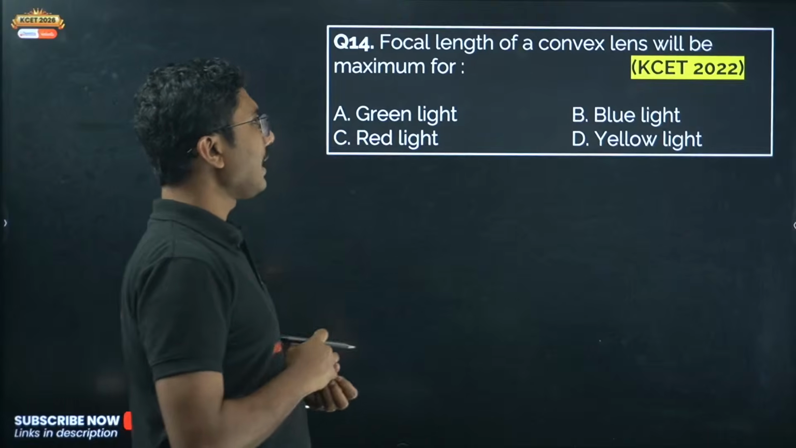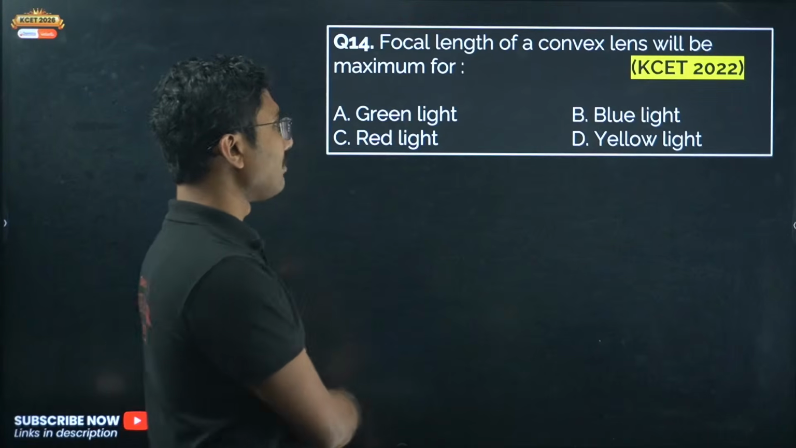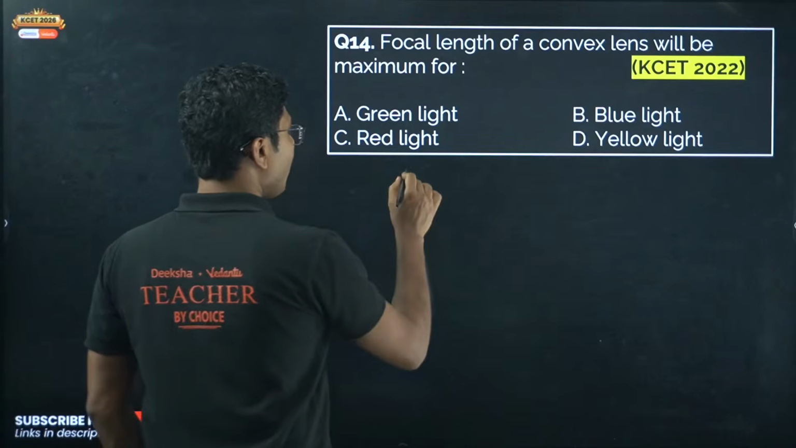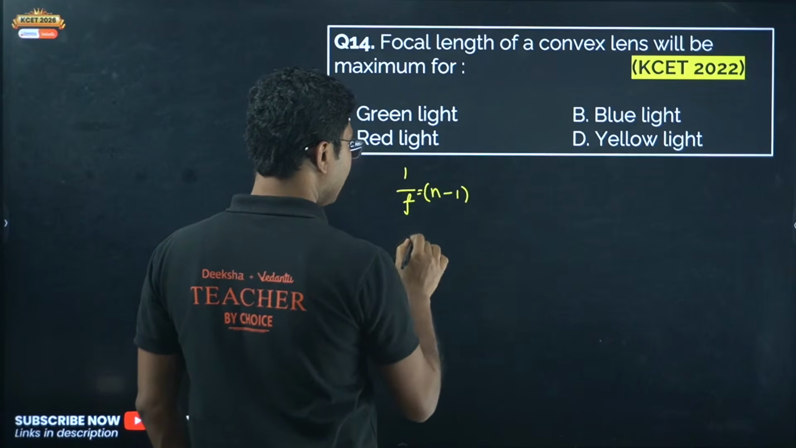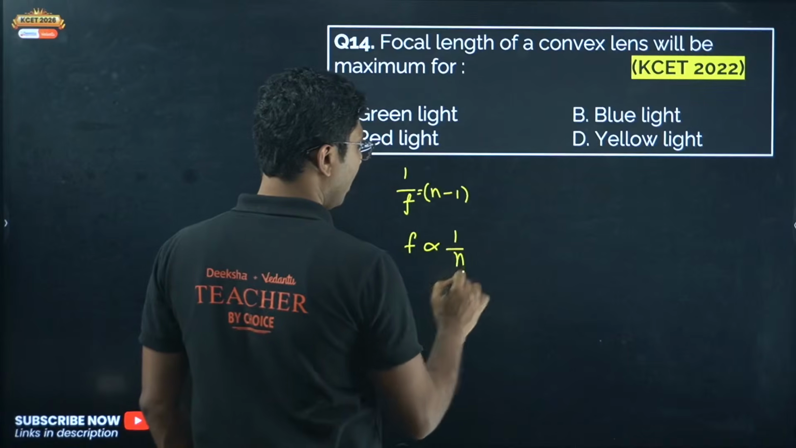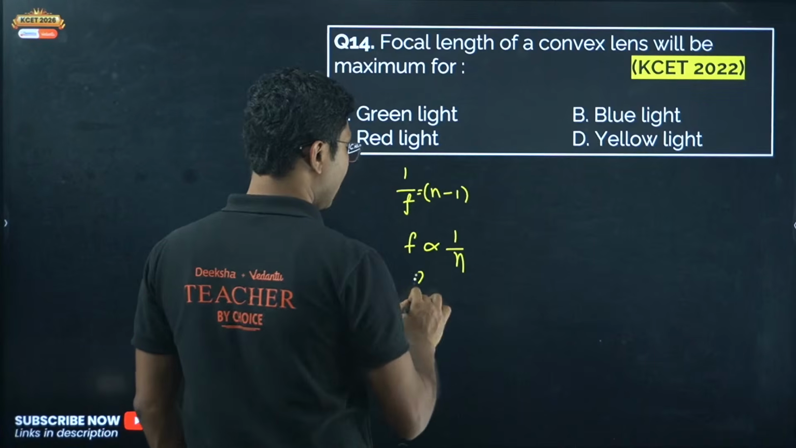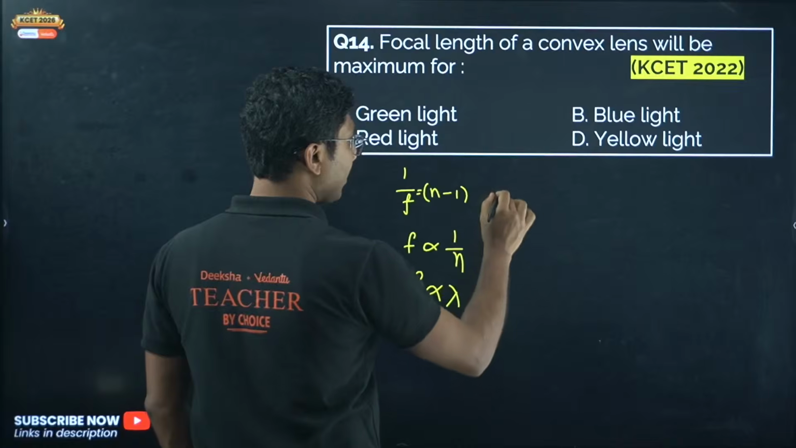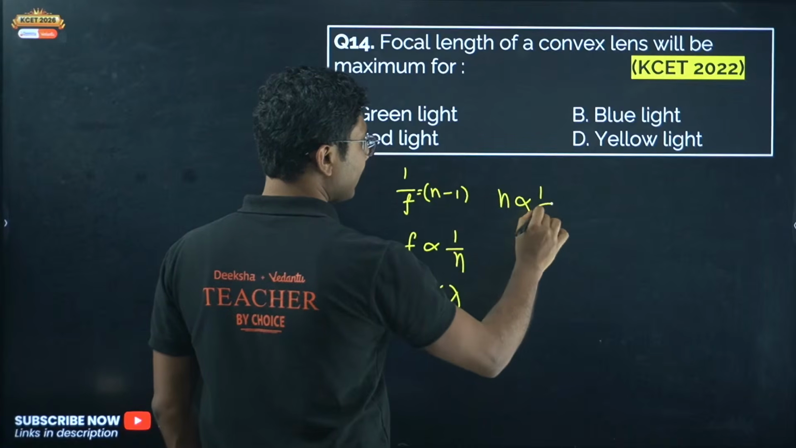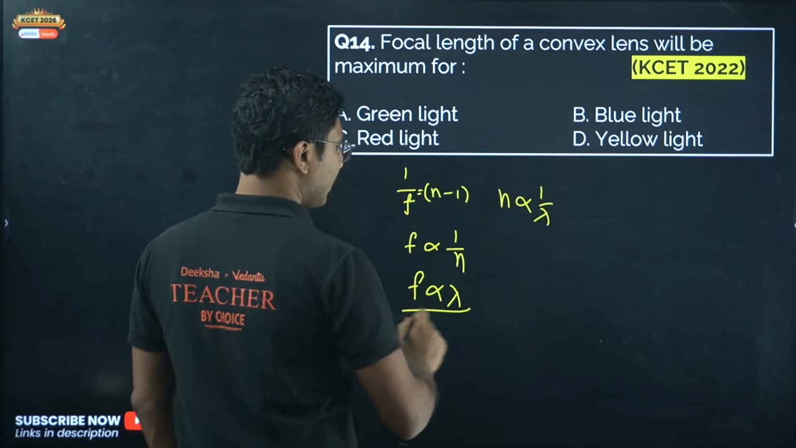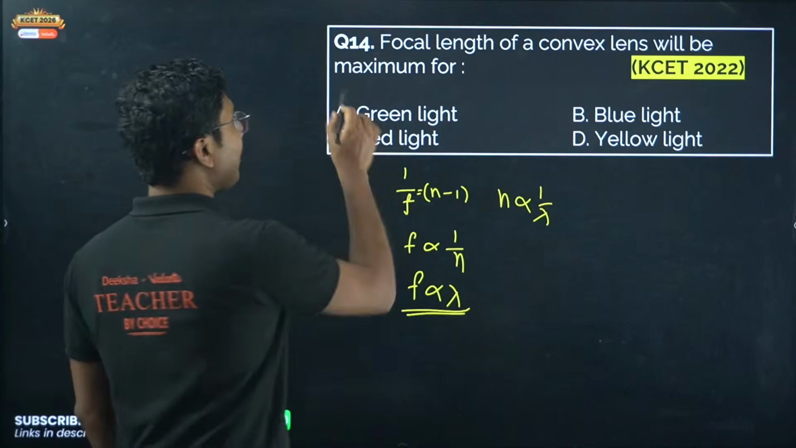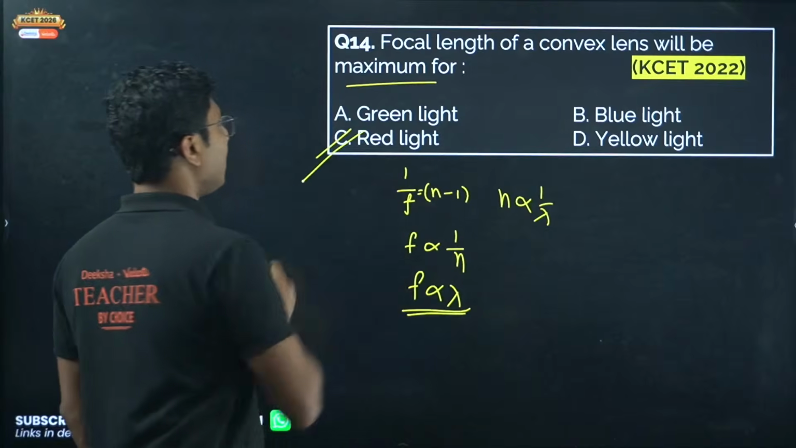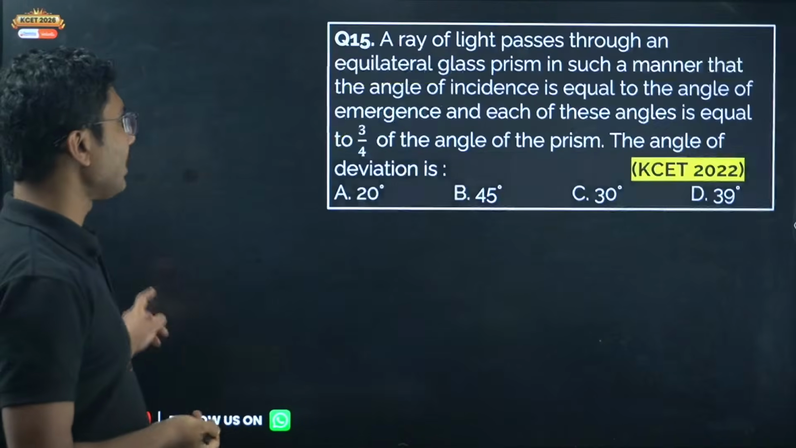Now, the focal length of a convex lens will be maximum for, again a color-based question, focal length is equal to 1/(n minus 1) times something, so focal length is inversely proportional to refractive index. Focal length is directly proportional to lambda, because refractive index is inversely proportional to wavelength lambda. So that means higher the wavelength, higher will be the focal length. So maximum will be for red light. Okay, focal length is maximum for red light.